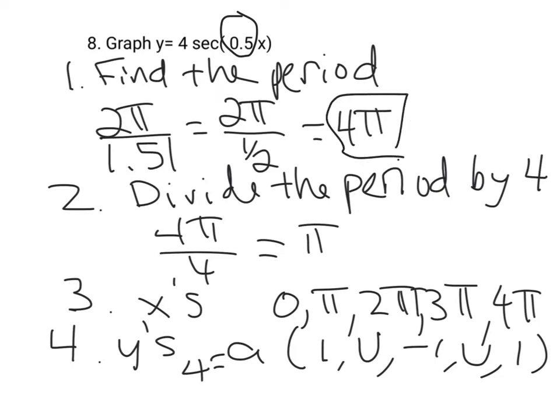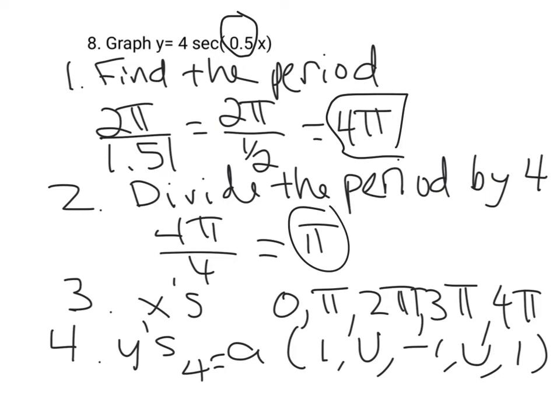Now, again, we're going to divide the period by 4, so we're going to get pi, and that is so that we get the key points along the unit circle to graph with. So we're only graphing zeros, ones, and negative ones, and not things like square root 2. And so when we divide the period by 4, we get pi. So then our x values, or our x-axis scale, is going to go by pi's. So we're going to do 0, pi, 2 pi, 3 pi, 4 pi.